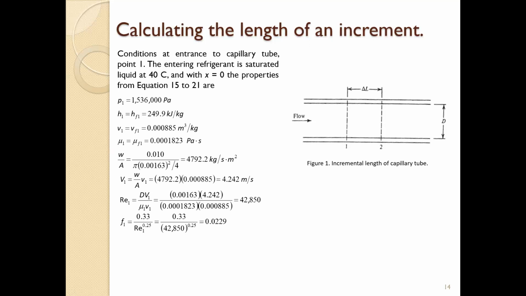Reynolds number, Re1 is equal to D v1 over mu1, where v1, small letter, is 0.00160 times 4.242 over 0.0001823 divided by 0.000885, which is 42,850. So be careful with the zeros, you may just have a mistake there. Then f1 is equal to 0.33 over the Reynolds number to the 0.25, which is 0.33 over 42850 to the 0.25, is 0.0229. Okay? Watch your zeros. If you are missing a zero here, even if your answer is right, it is still wrong.